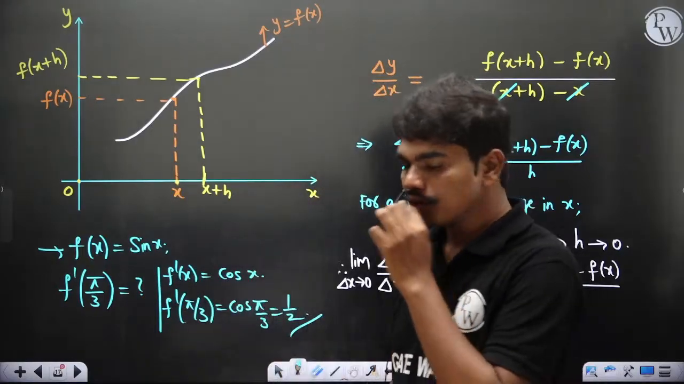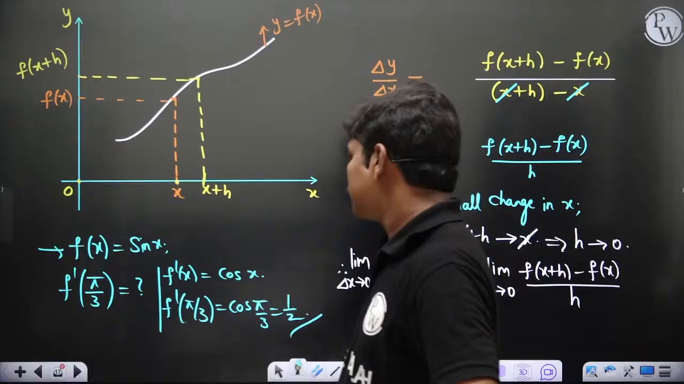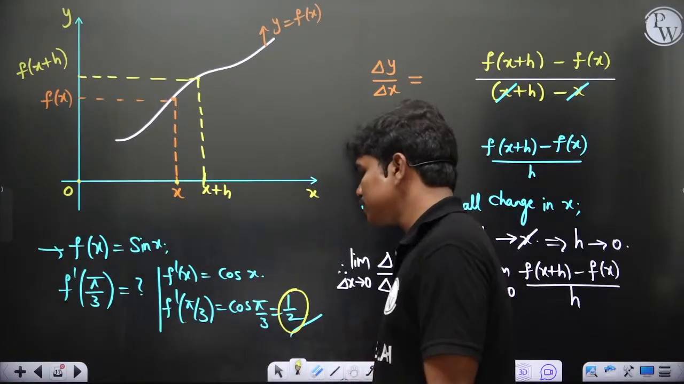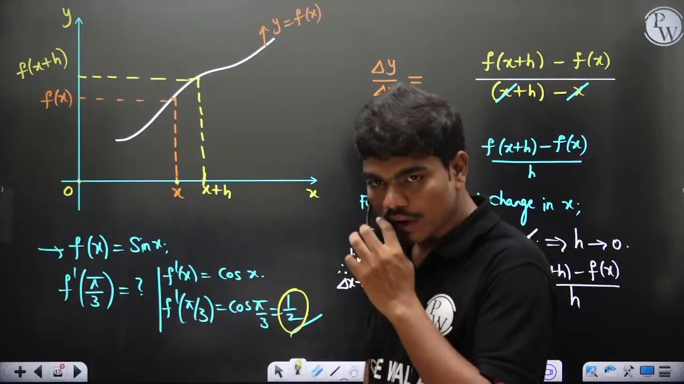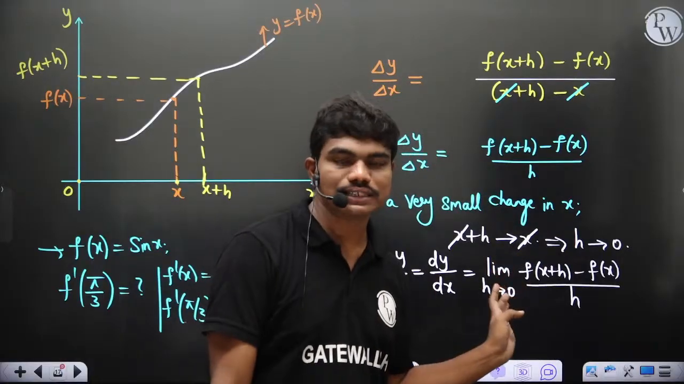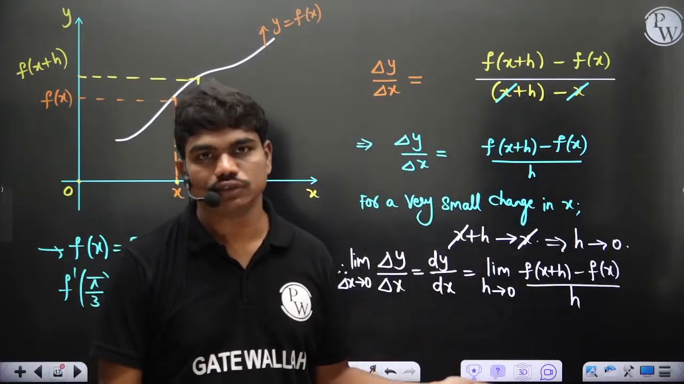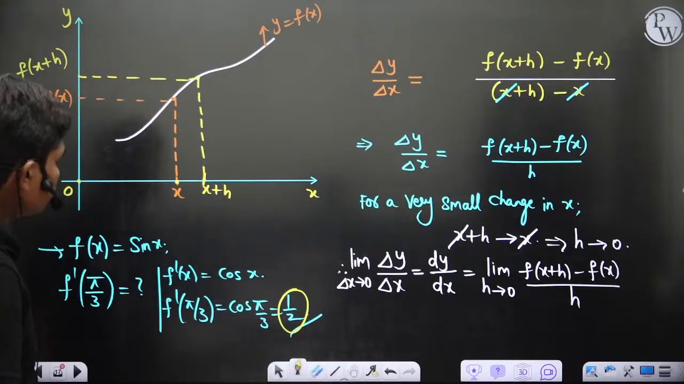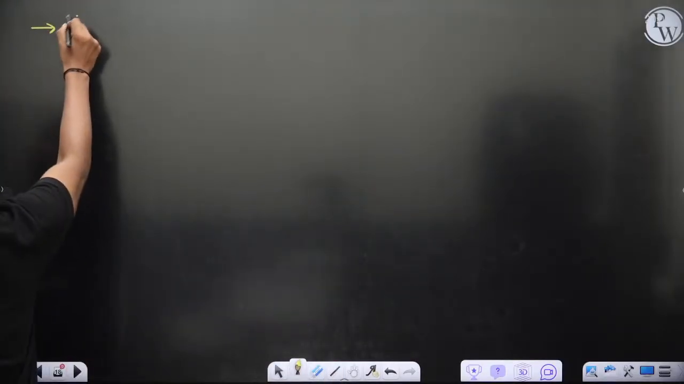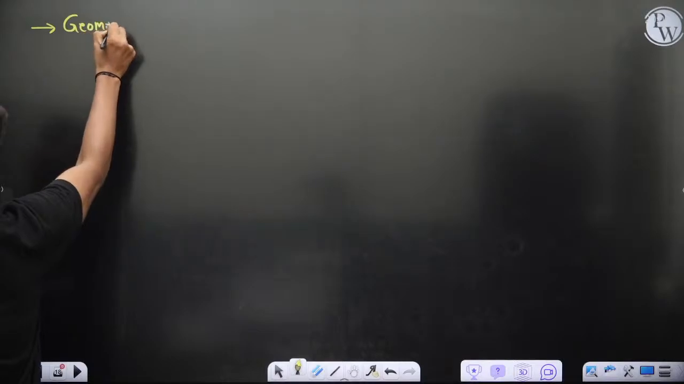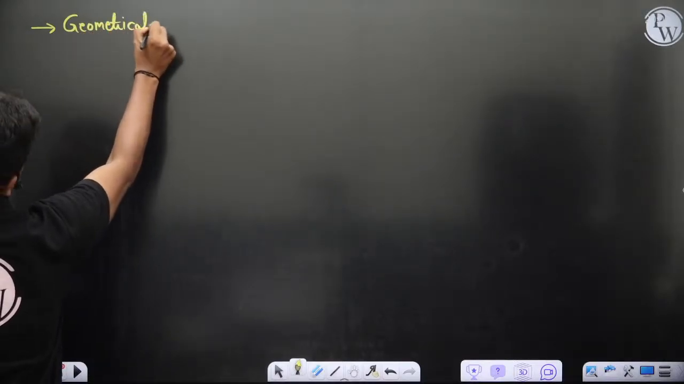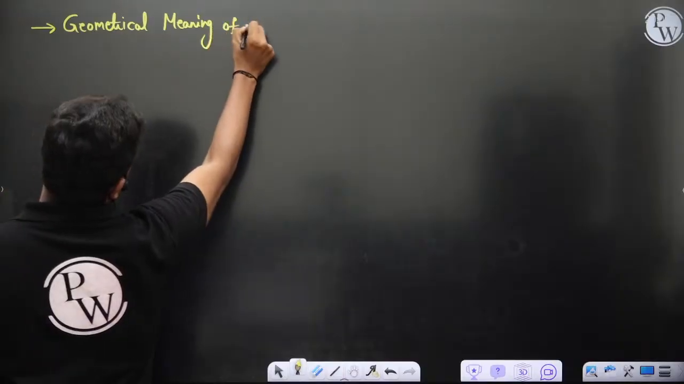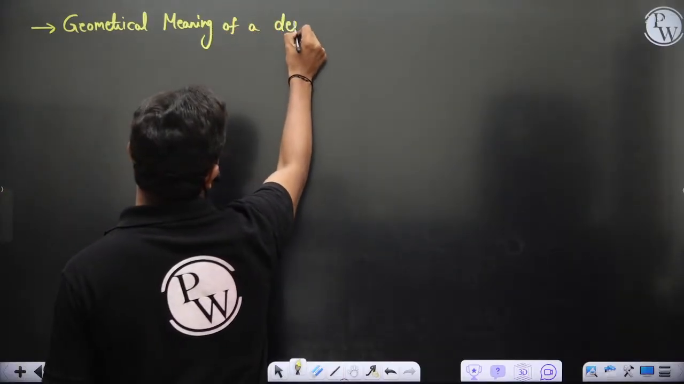Now the question is, what does this 1 by 2 tell you? What does this 1 by 2 physically tell you? In fact, if you calculate f dash of x, what does this f dash of x give you? Okay, so let's see the geometrical meaning of a derivative.